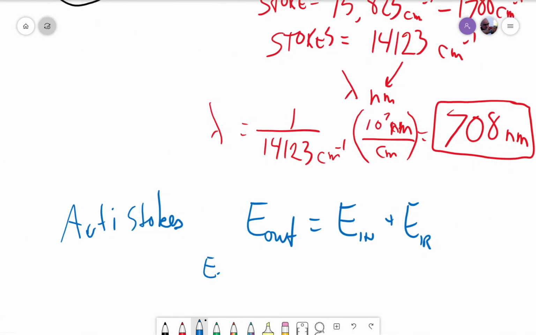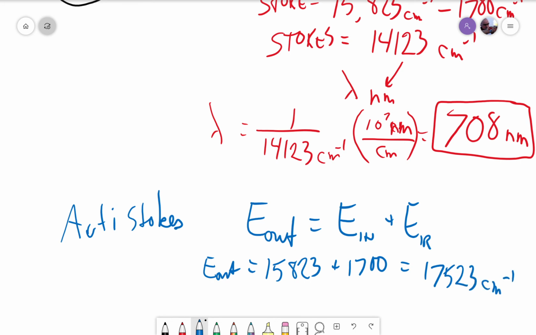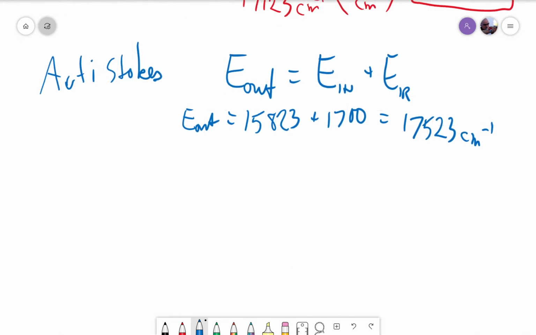That means that E out would be 15,823 plus 1,700, which gives me 17,523 as the energy of the anti-Stokes emission. And then if I convert that, I get to a wavelength of 571 nanometers.